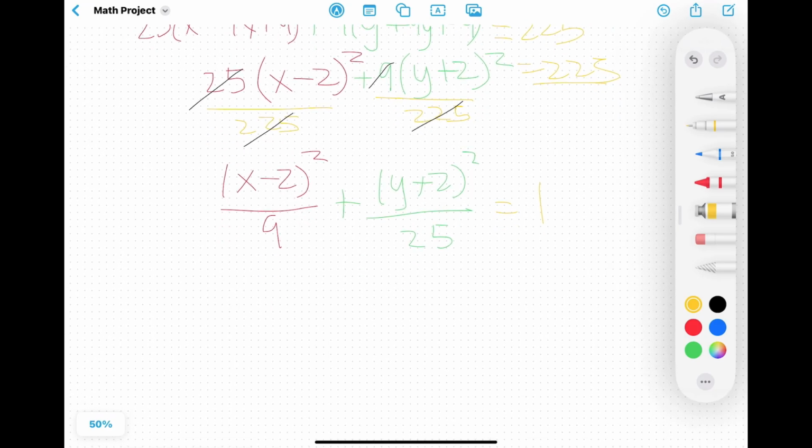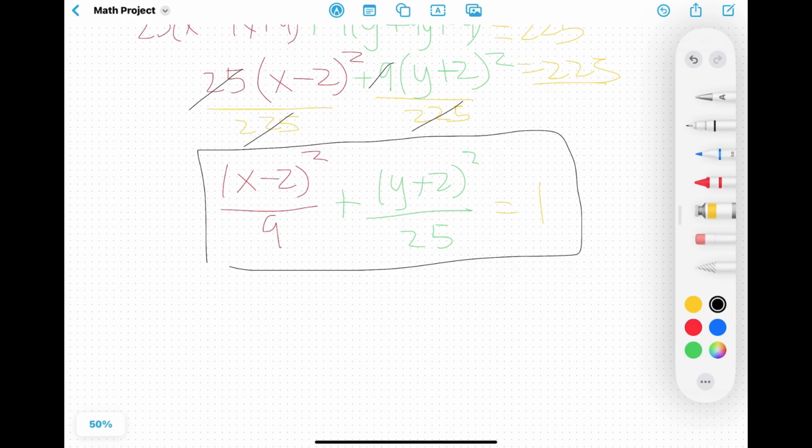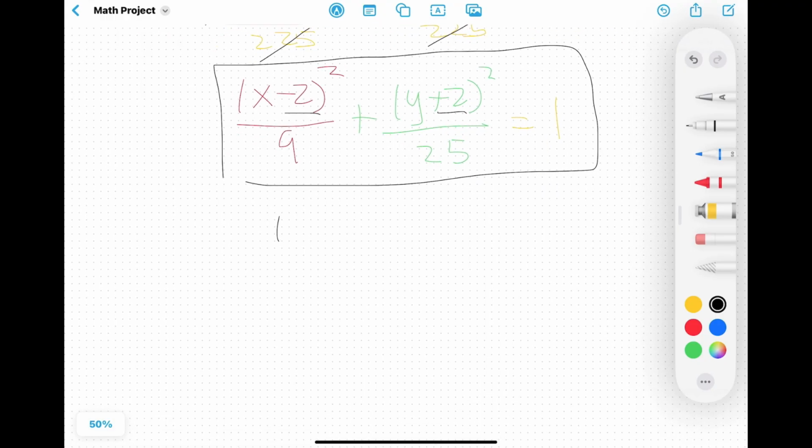And there you go, our expanded version has now been converted to its standard form, and this standard form makes it so much easier to graph an ellipse. Now to start the graphing, we want to look inside the squares. That'll give us our center. In this case, it's 2, negative 2.